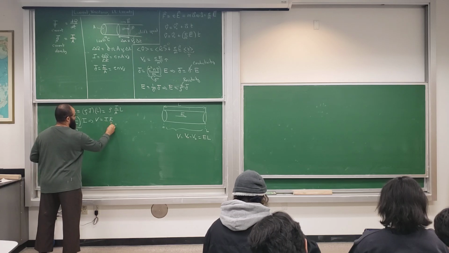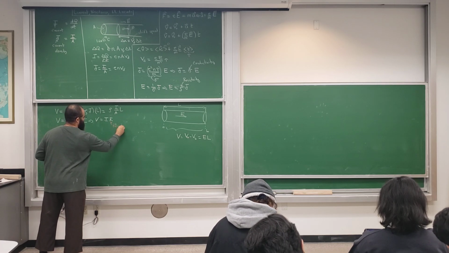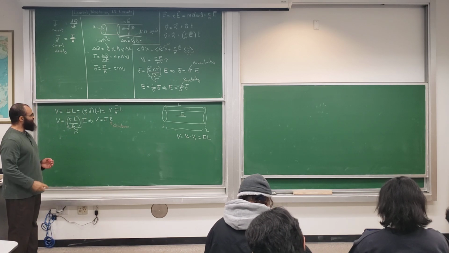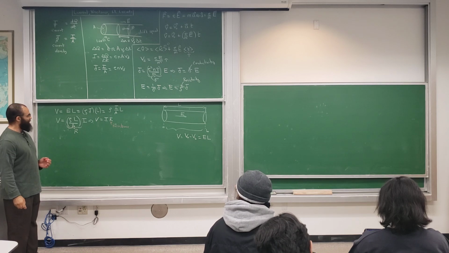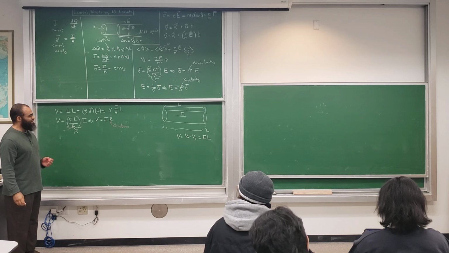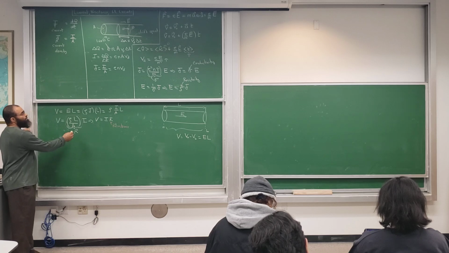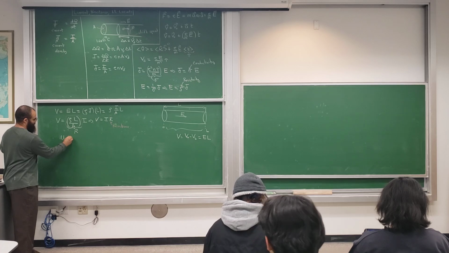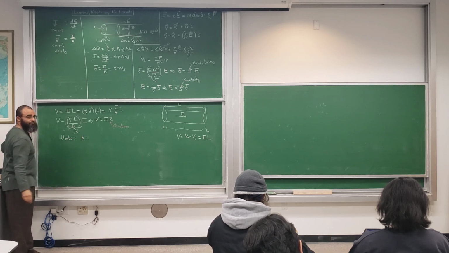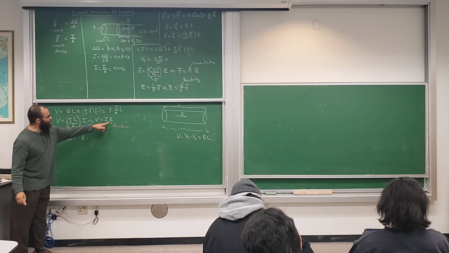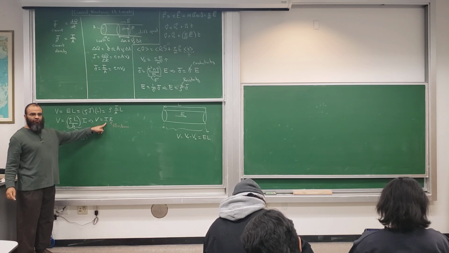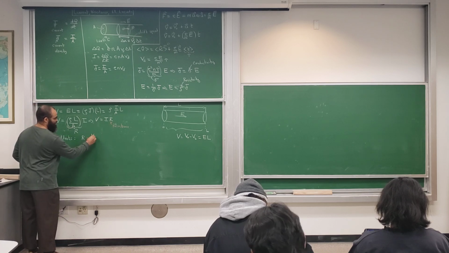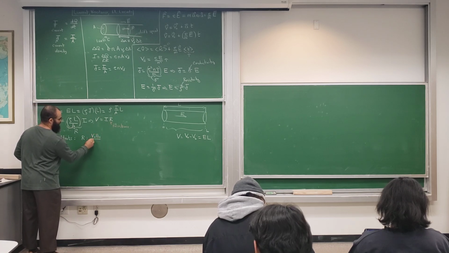R is resistance. So it's time to talk about the units. Let's start with R. The units of R will be V over I, right? So it's volts per ampere.